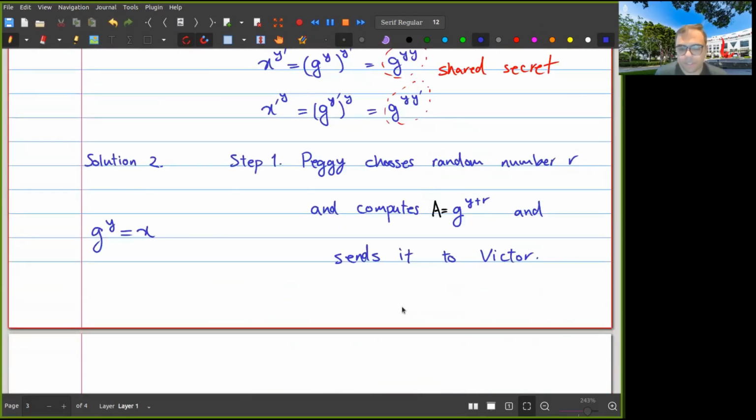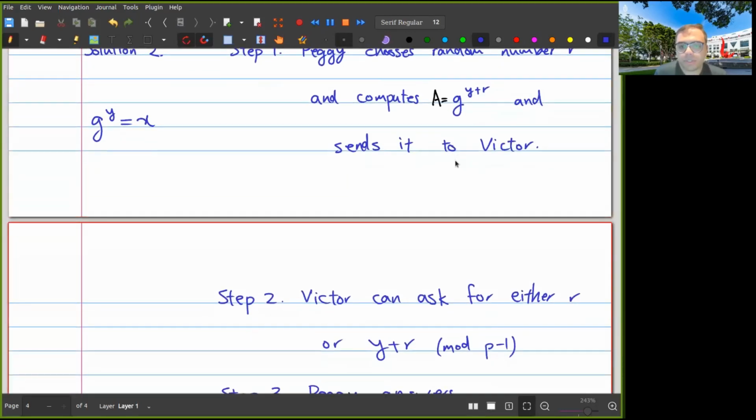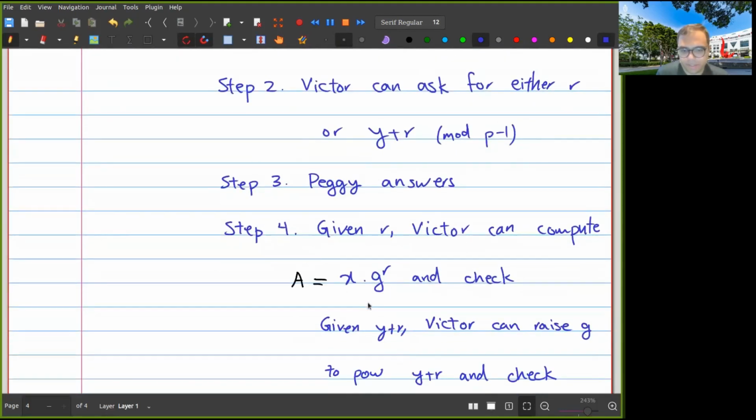But what happens if she doesn't know y? If she doesn't know y, then she's generating some value a, and maybe she knows what the discrete log of a is. So maybe if I ask her for r, she can answer that. But then if I ask her for y plus r, that would not work here, right?